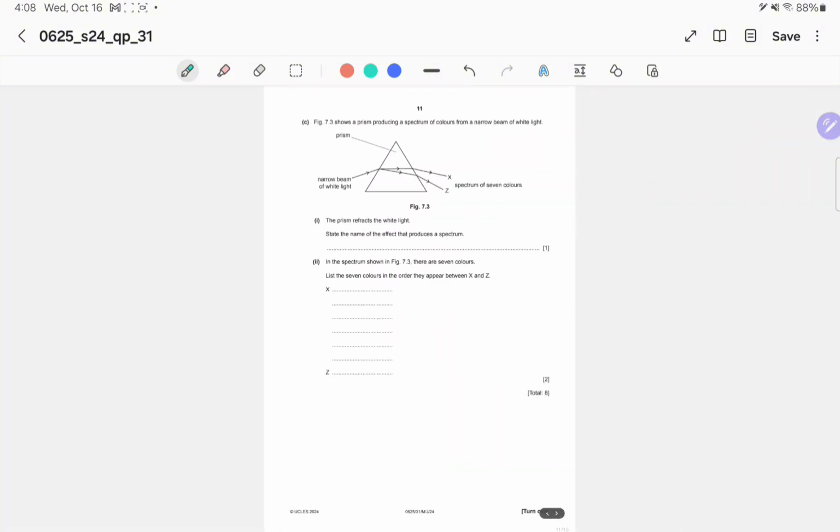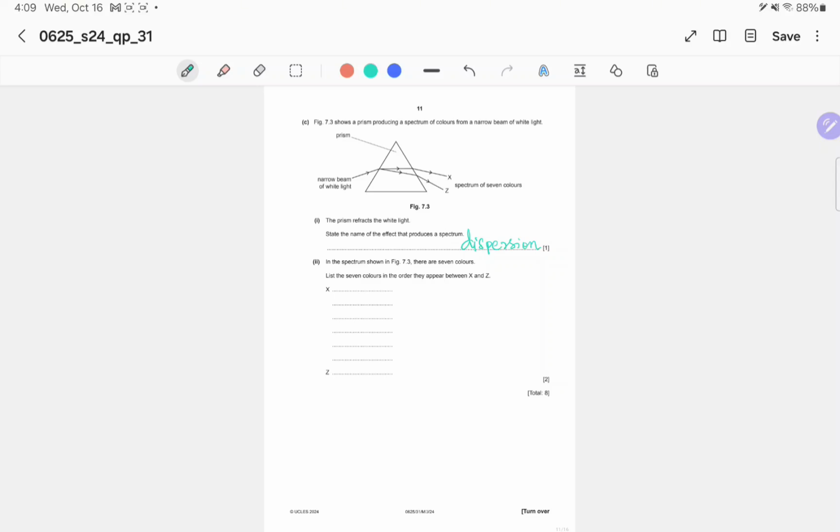Next question. 7.3 shows a prism producing a spectrum of colors from a narrow beam of light. White light it is. From X the prism refracts the white light. State the name of the effect that produces the spectrum. You will know, it's a very simple phenomenon. It is dispersion.